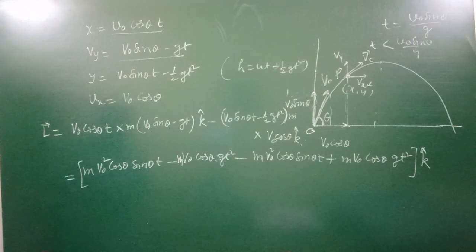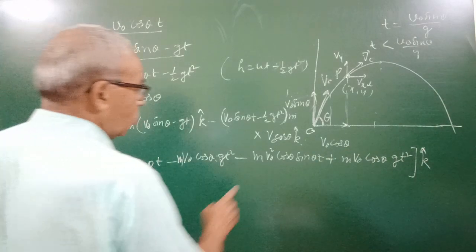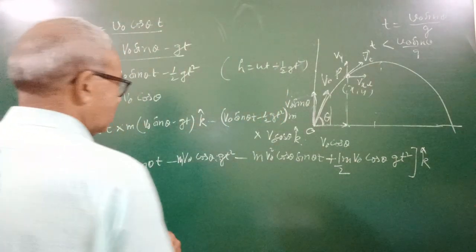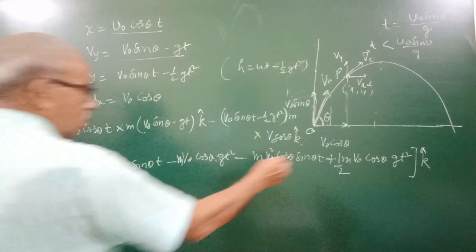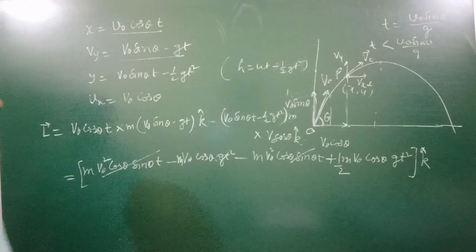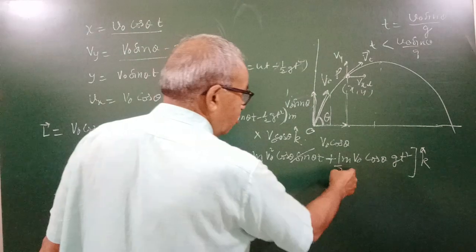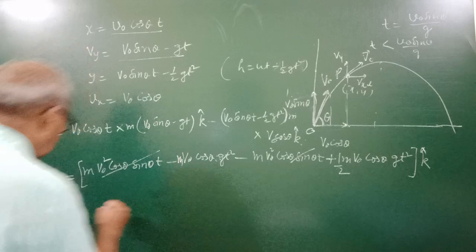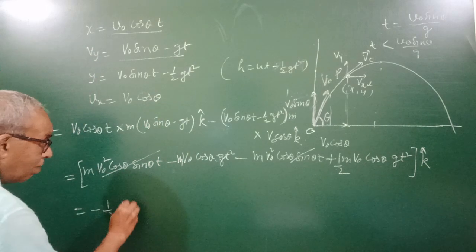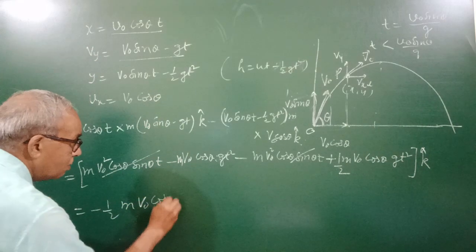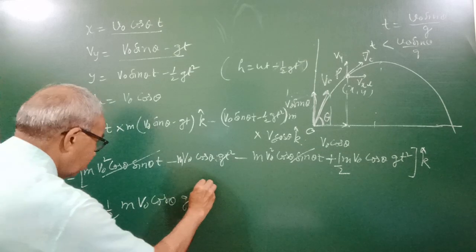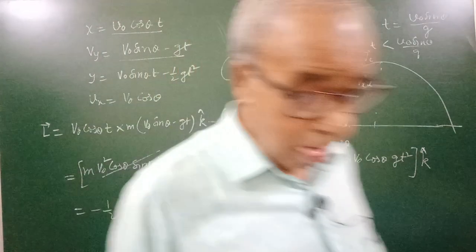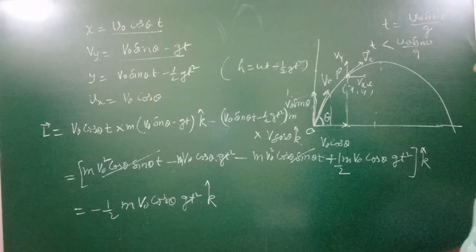Now what is cancelling here? This half is ours, and this half is here. These two terms are getting cancelled. It is plus half m v0 cos theta g t square. So we are left here with minus half m v0 cos theta g t square k cap. This is the angular momentum of the projectile at this point.